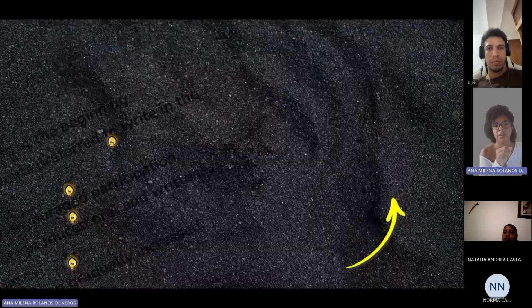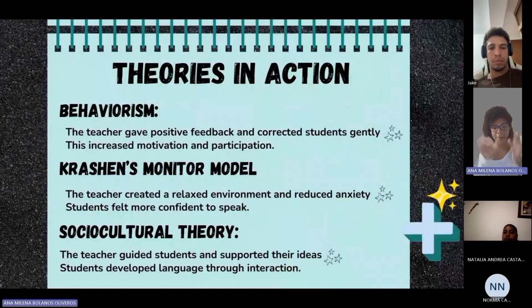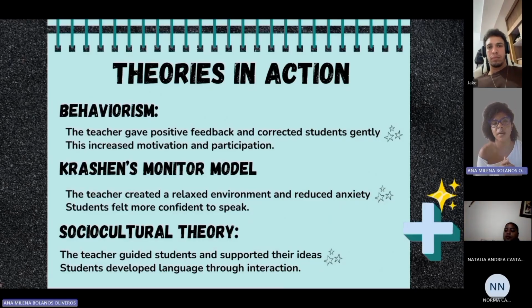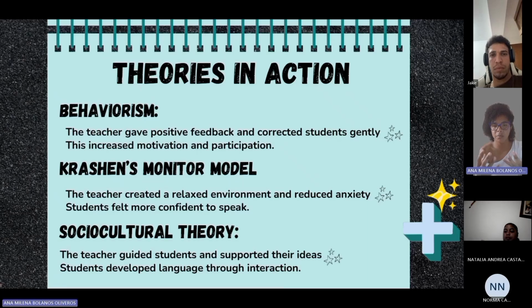Okay, let's get started with the theories in action. Like my classmate Natalia said before, in the theories in action in these sessions, we can see behaviorism when the teacher gave positive feedback, because when you are in front of other people and you receive feedback, the environment feels so secure that it helps the students feel more motivated and increase participation. So the teacher corrects them in a gentle way that helps to create a good environment.